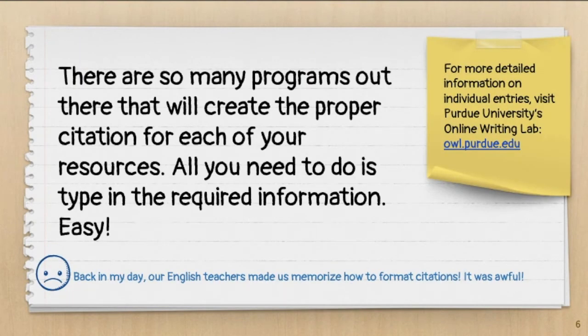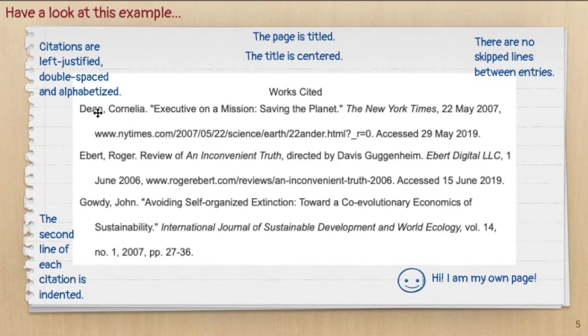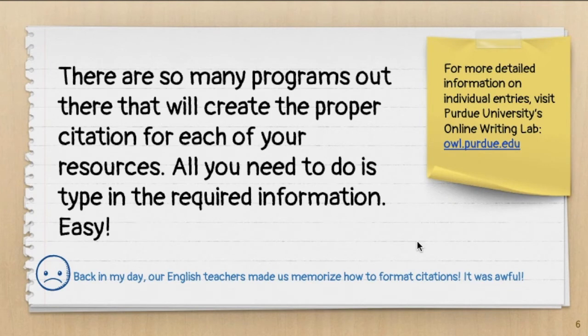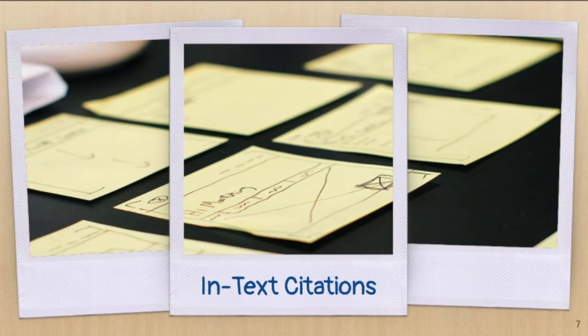Okay, so there are so many programs out there, I mentioned this earlier, that will create the proper citation for each of your resources. These will create this information here. You just take that information as it asks you for it, and you plug it in, and the bibliography generator will then spit it out in the correct format for you. There's EasyBib, there's BibMe, there's MyBib, there's even, here's the site for you, there's even one on the Purdue University online writing lab.